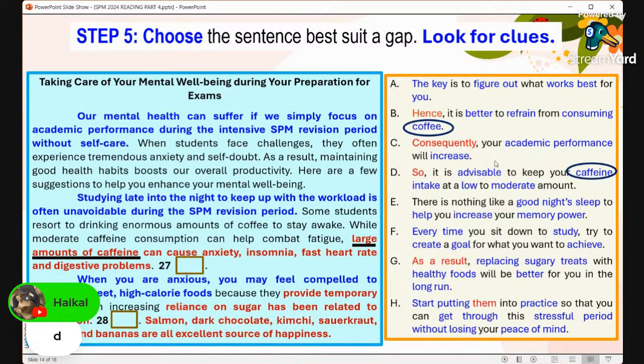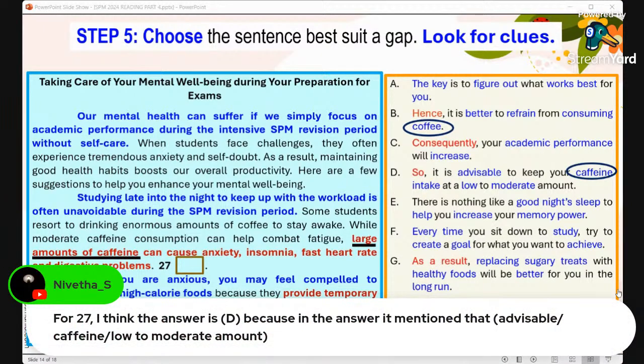C says your academic performance will increase consequently. This one is not talking about academic performance or what you must do. It's talking about staying awake and doing a lot of work because you have to stay awake. So which one would be better, B or D? And give your reason why. Okay, Nivita has given an answer. I think the answer is B because it mentions advisable caffeine, low to moderate amount.